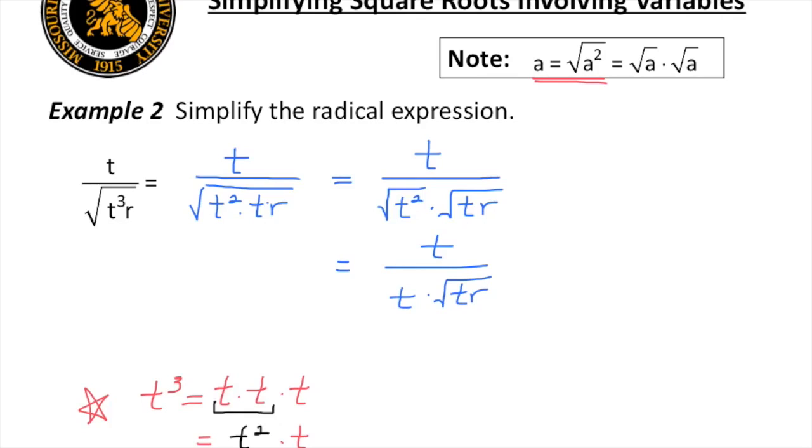And now notice that the numerator and denominator each have a common factor of t that can be canceled off, leaving behind 1 in each location. And therefore, our final answer is 1 over the square root of tr.